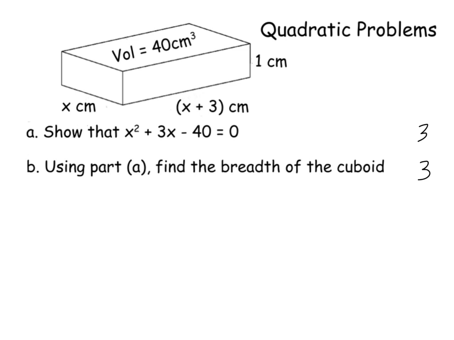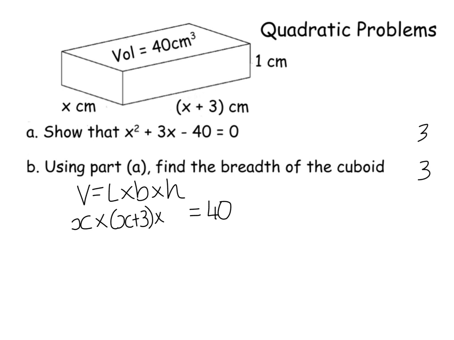Part A quite often goes back to really simple stuff from first year, like area of a rectangle, area of a triangle, or in this case, volume of a cuboid. So I'm going to say that volume of a cuboid equals L times B times H. I'm told the volume of this cuboid is 40. I'm going to put that over this side if that's okay. My length is x, my breadth is x plus 3, and my height is 1.